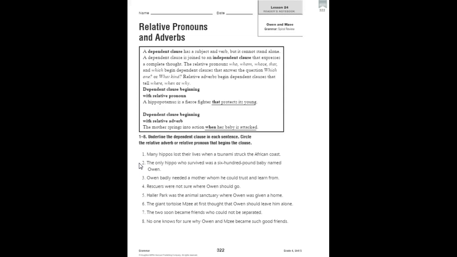So let's look at the first couple. Many hippos lost their lives when a tsunami struck the African coast. Okay, many hippos lost their lives. That is the independent part. So when a tsunami struck the African coast is our dependent clause. It cannot be on its own. The word when tells us that it is a relative adverb. So we would need to circle this relative adverb in this sentence because that begins the dependent clause.